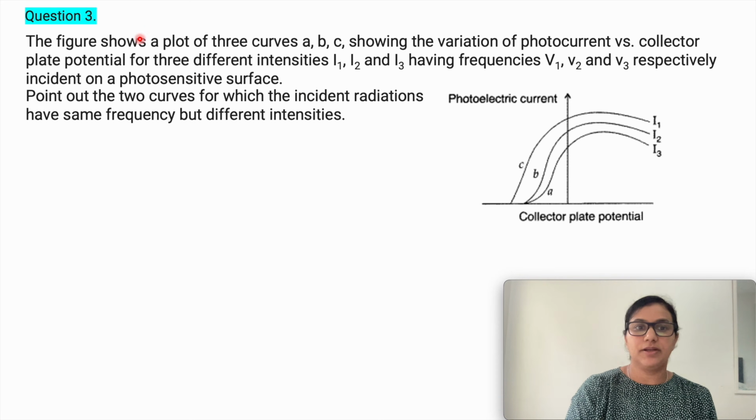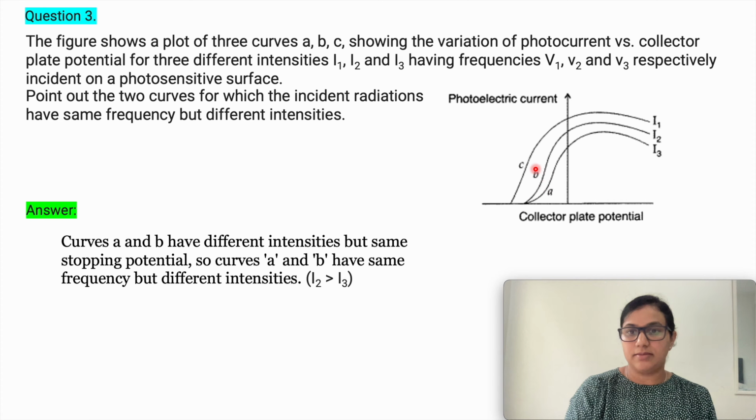Question number 3. The figure shows a plot of three curves A, B, C showing the variation of photocurrent versus collector plate potential for three different intensities I1, I2 and I3, having frequencies nu1, nu2 and nu3 respectively, incident on a photosensitive surface. Point out two curves for which the incident radiations have the same frequency but different intensities. Curves A and B have the same stopping potential but different intensities. So curves A and B have the same frequency but different intensities.